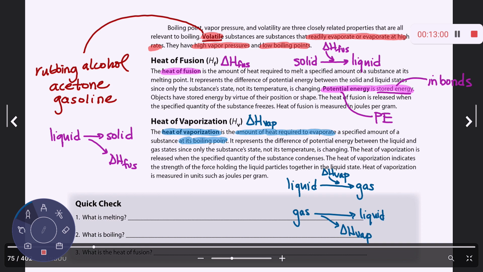The units for both of these are typically in joules per gram. You typically are given those values in a table as a reference, and I believe they're on the next page. Let's go to the reading, the heating curve, and then we'll look at the last page, and we'll finish this by 11, okay? So let me stop this video.